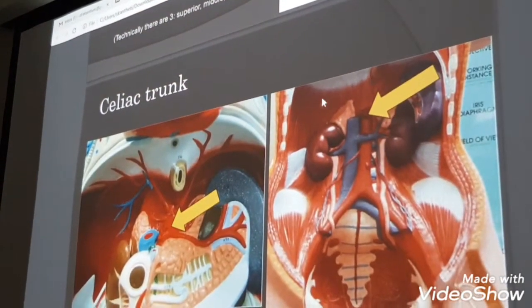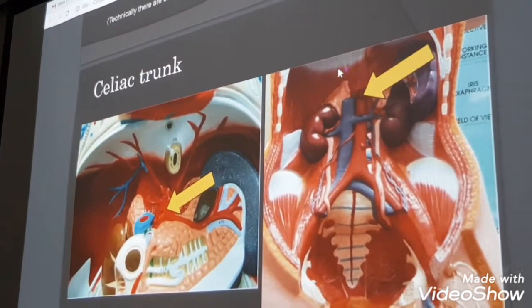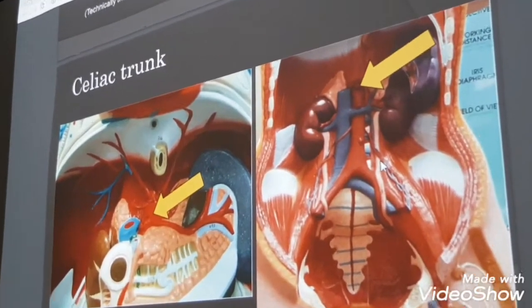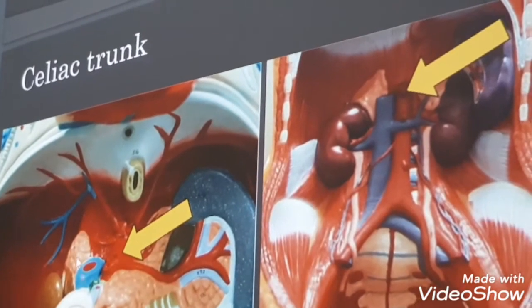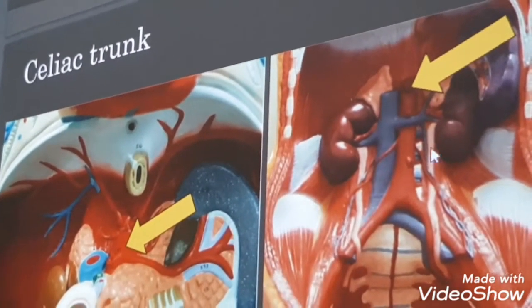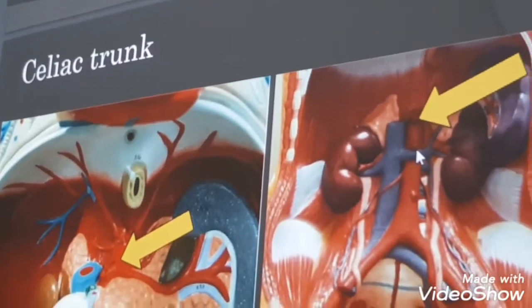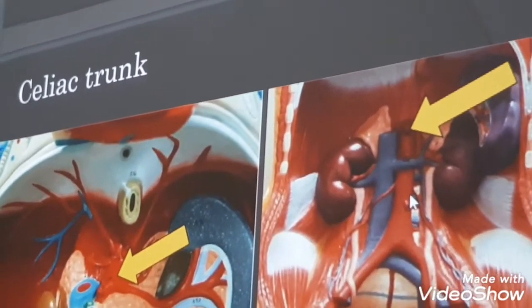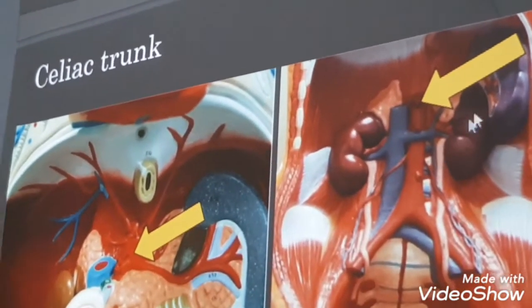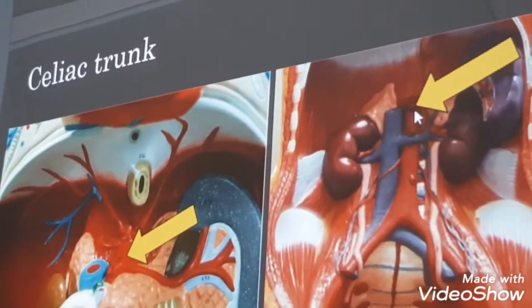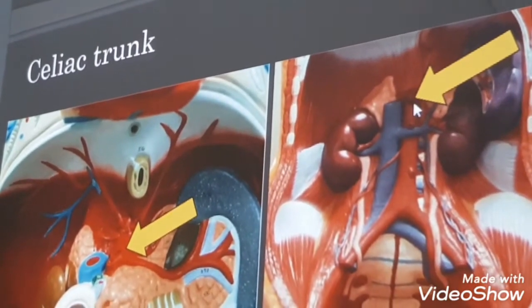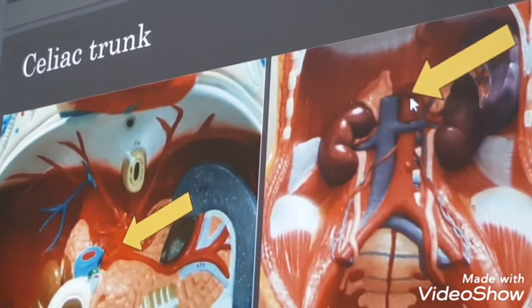Okay, so now what we've done is gutted out the GI tract. You don't see the liver in here. You don't see the stomach except for on this view. On this view, we're seeing the stubs, or what's left on that abdominal aorta. So the first stub is your celiac trunk. The celiac trunk.